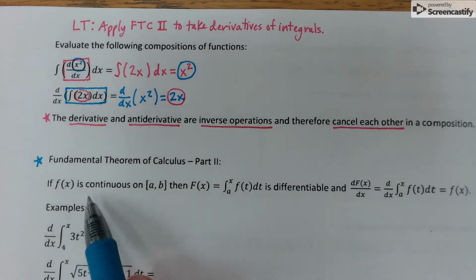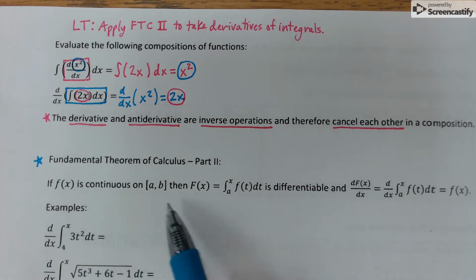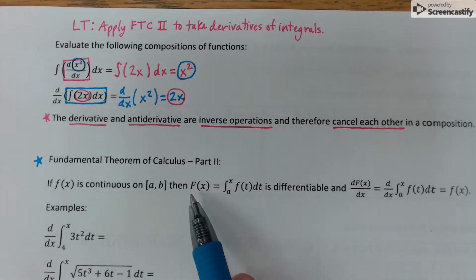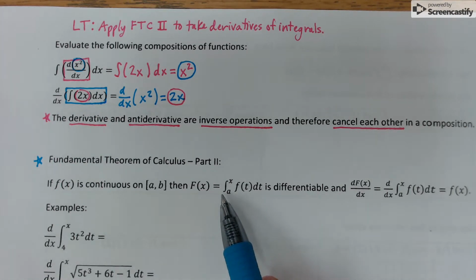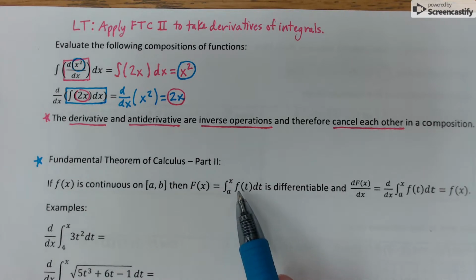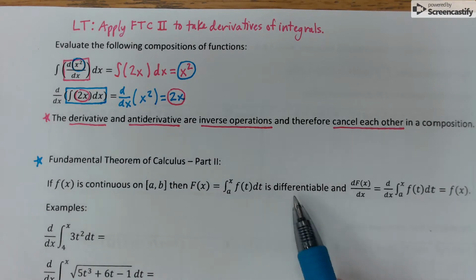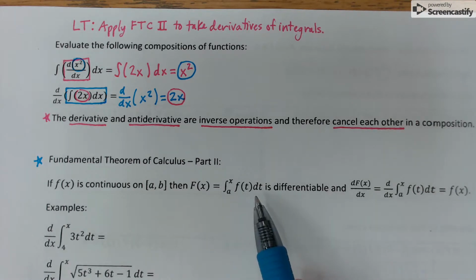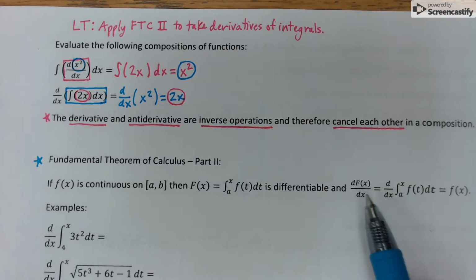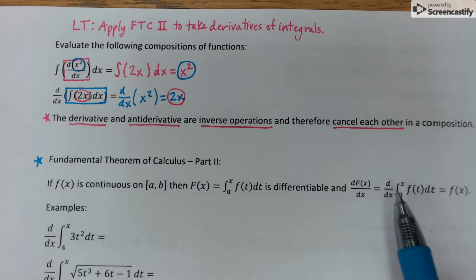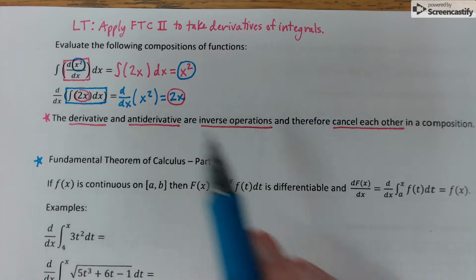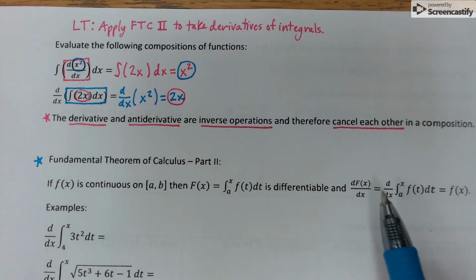If you have a continuous function f of x on a closed interval a to b, then its antiderivative, capital F of x, is defined by the integral of f of x. And it is differentiable, meaning we can take the derivative of that expression. And when we do that, we get the derivative of this integral, which we just saw in that composition, so we know that some things are going to cancel out. And it's kind of a series of events that happens. So let's take it step by step.